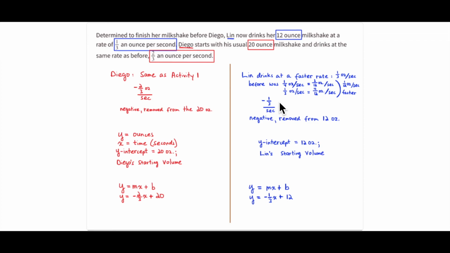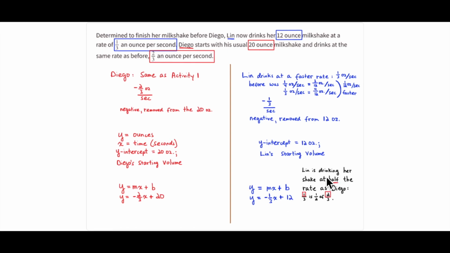So Lynn is drinking at the faster rate, 1/3 of an ounce per second, but it's a negative 1/3 because every second 1/3 of an ounce is being subtracted from this 12 ounces. The y-intercept is the beginning 12 ounces. And in the slope-intercept form, the slope is a negative 1/3. And the y-intercept is her beginning amount at 12 ounces.